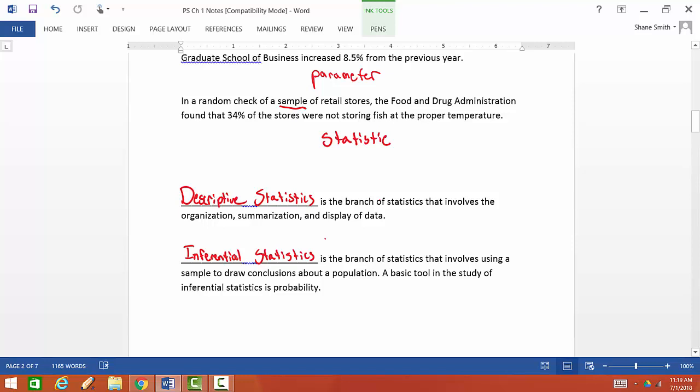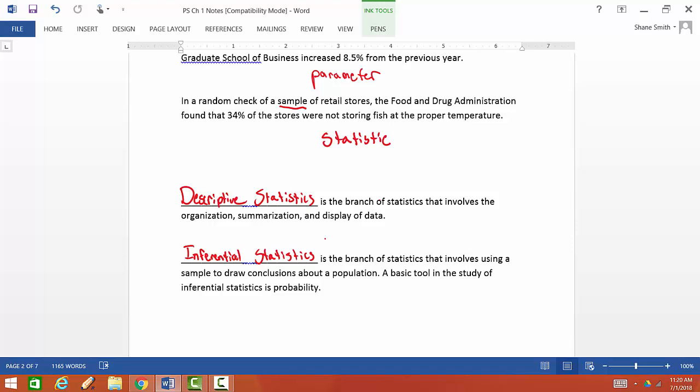is a branch of statistics that involves using a sample to draw conclusions about a population. A basic tool to utilize inferential statistics is probability, which is why this course is probability and statistics. So what we're going to focus on in the first 2 chapters is descriptive statistics. Then we're going to focus on probability for 3 chapters. And then we're going to combine those 2 concepts, and in the last chapter we're going to do a little bit of inferential statistics.